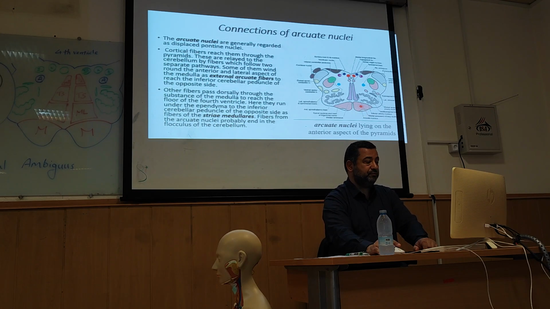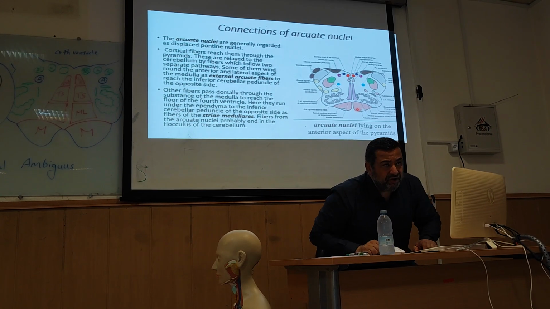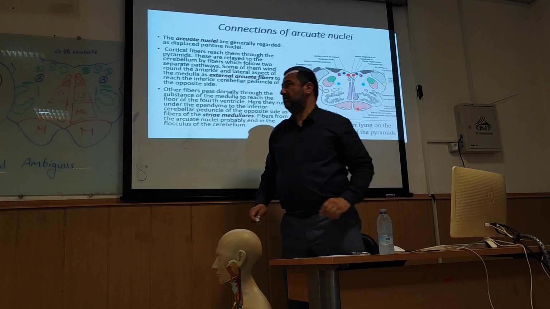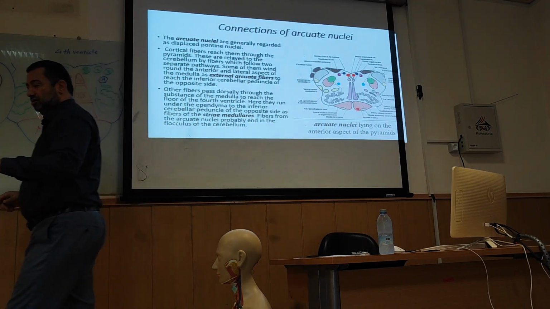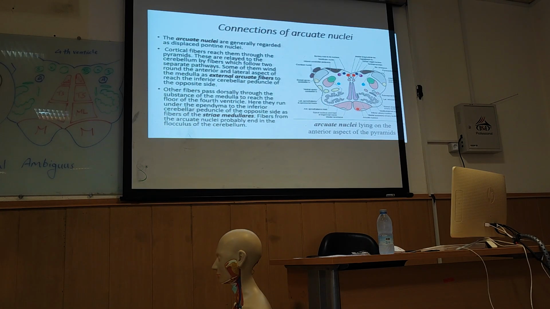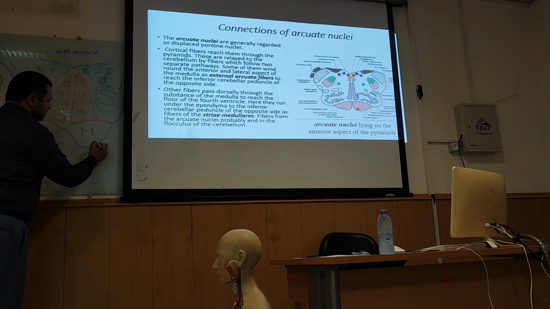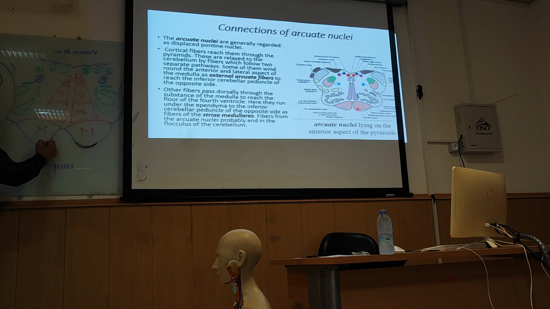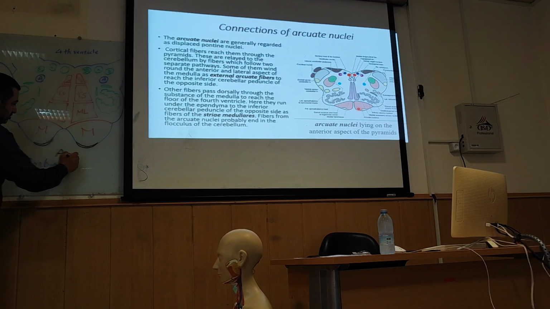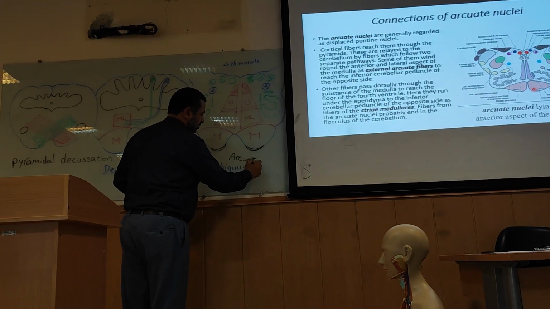Pyramidal. This is pyramid. In this section, anterior to the pyramid, here, there is a nucleus that is called arcuate nucleus. Arcuate nucleus.